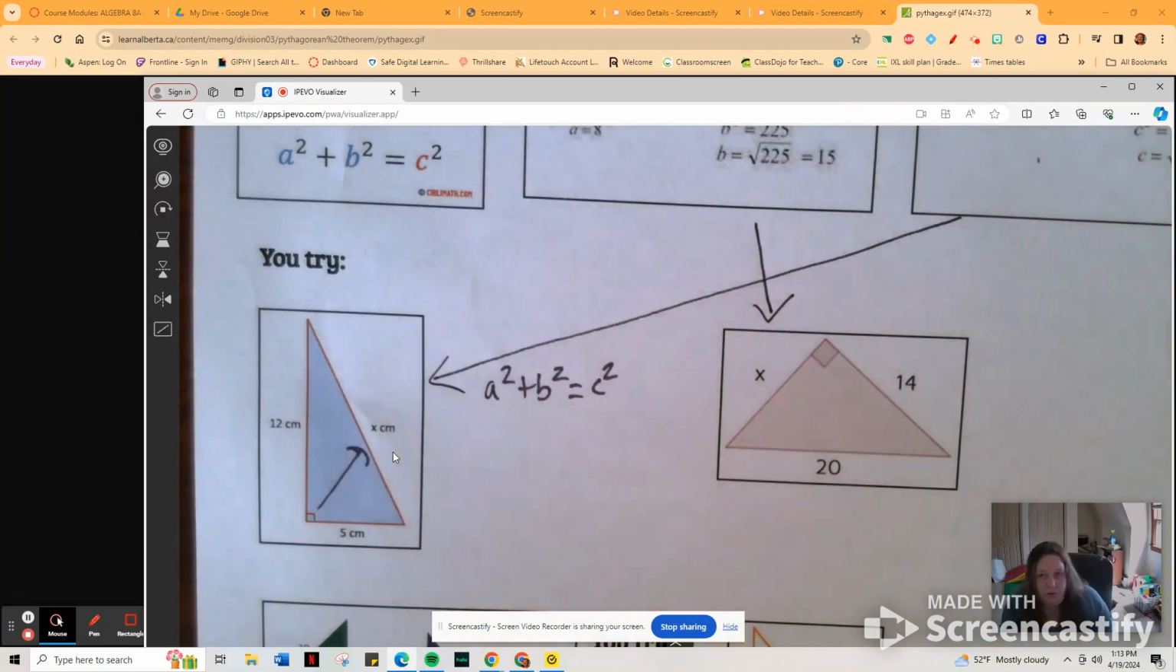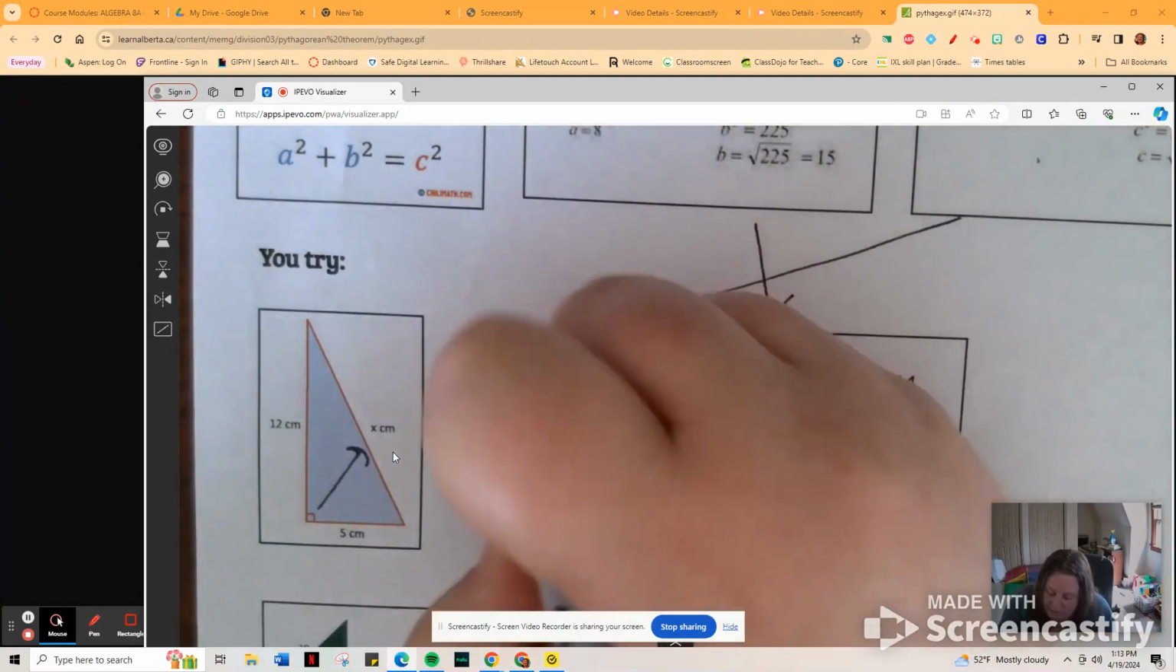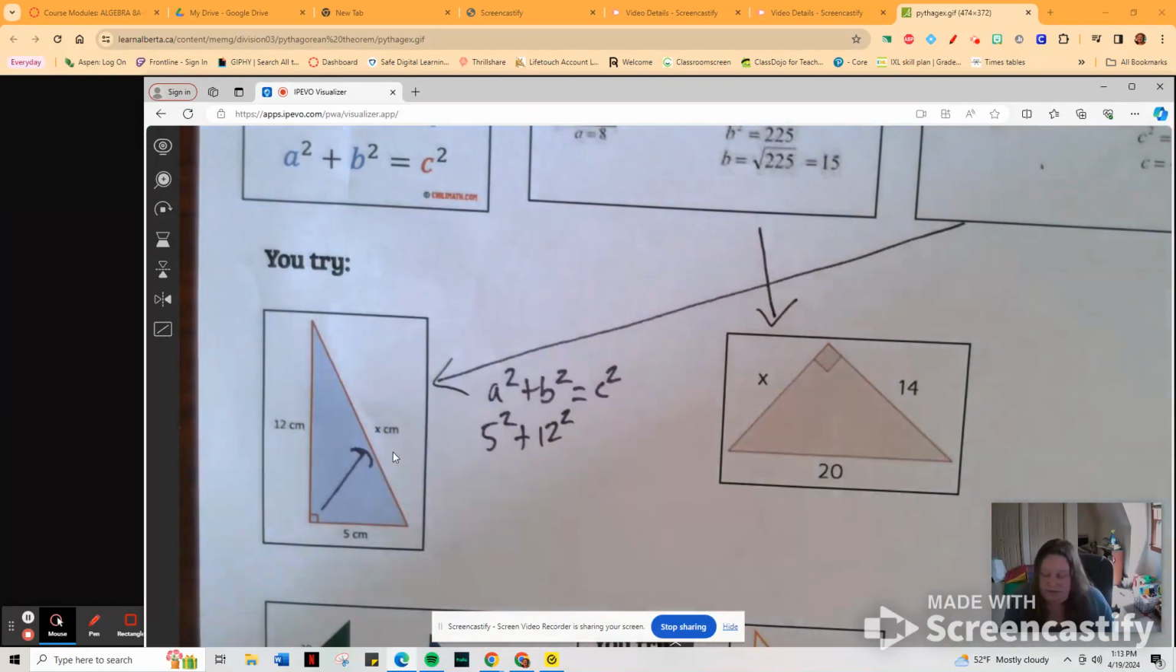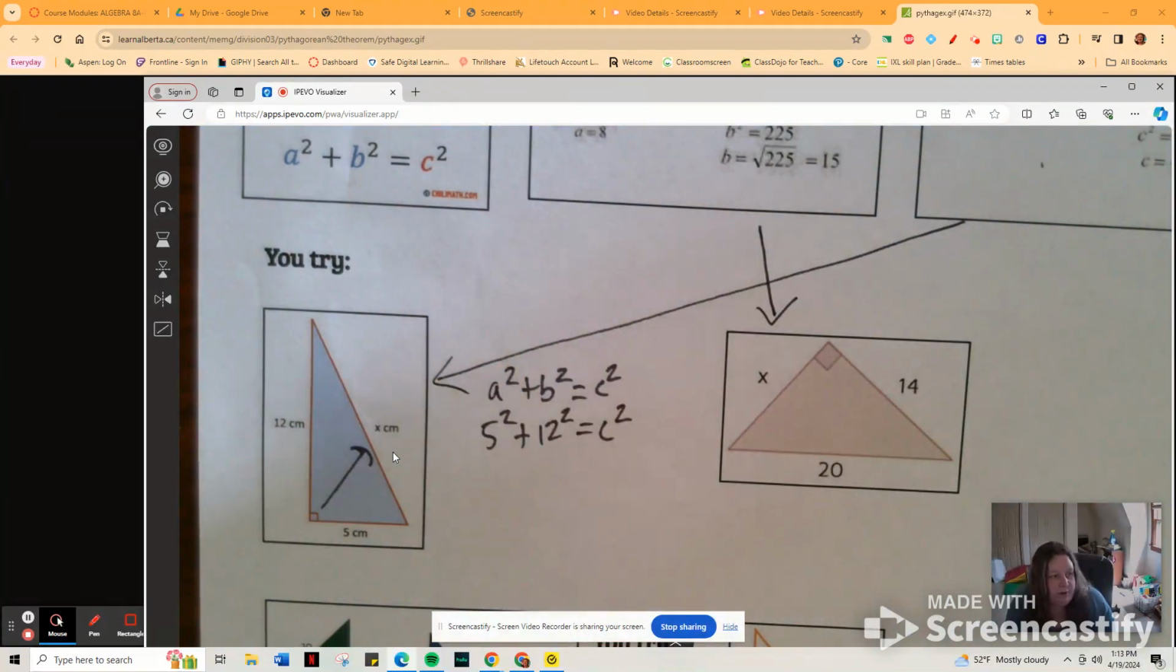So 12 could go in for A or B, it doesn't matter. I usually do my smallest number first. So in this case, 5. And then I would put 12 in for B. But once again, it doesn't really matter. And they add up to equal c squared.